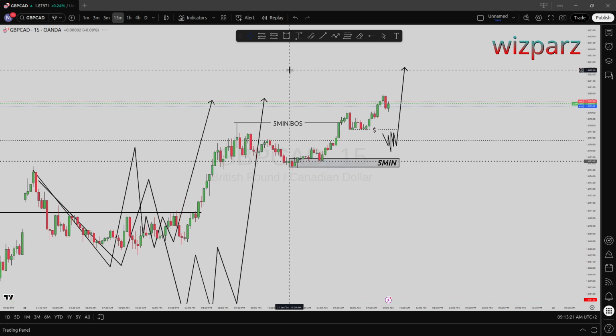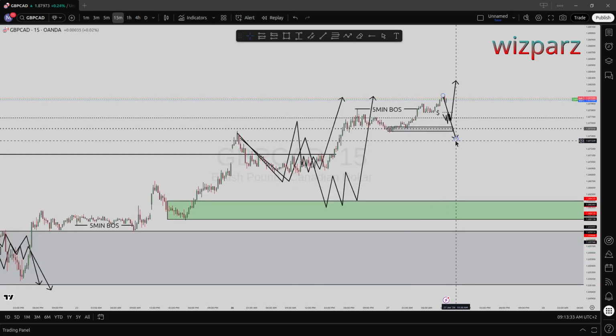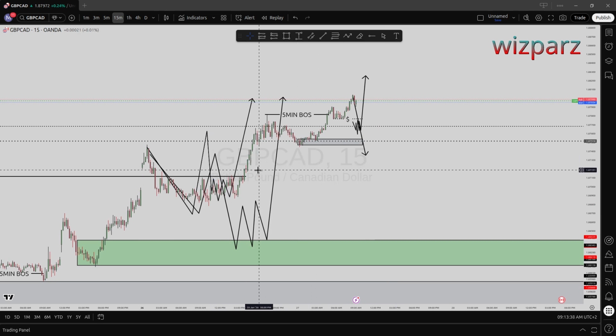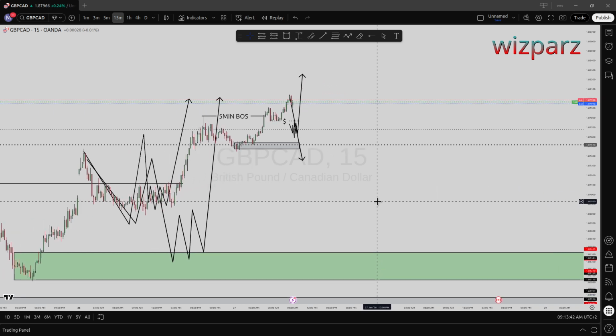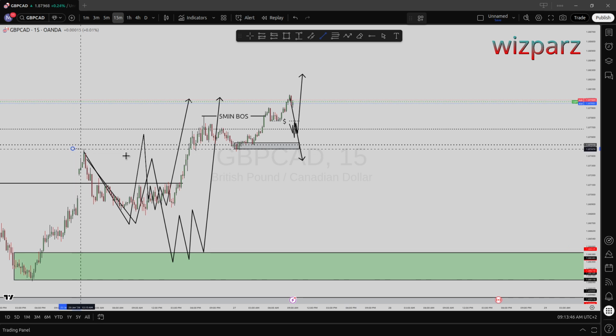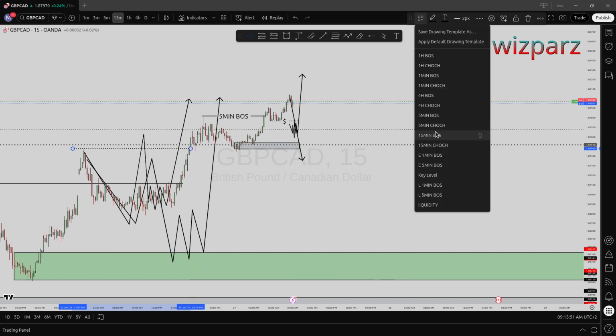We can even see price make a sharp move to the upside to liquidate this liquidity here, and then give another sharp move to the upside. That is the scenario which can happen, and I'm currently waiting for, because this is the 15-minute trend.